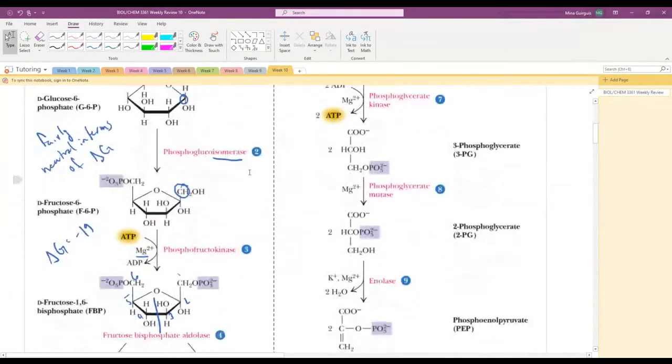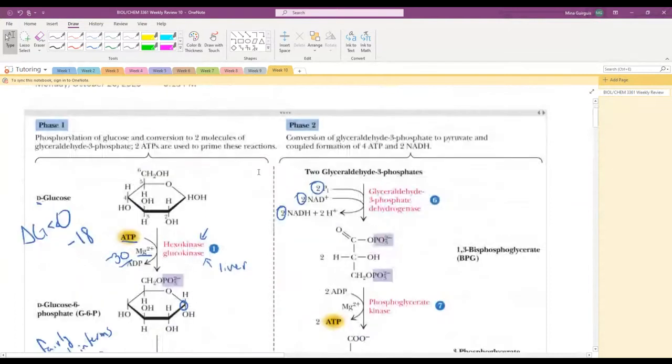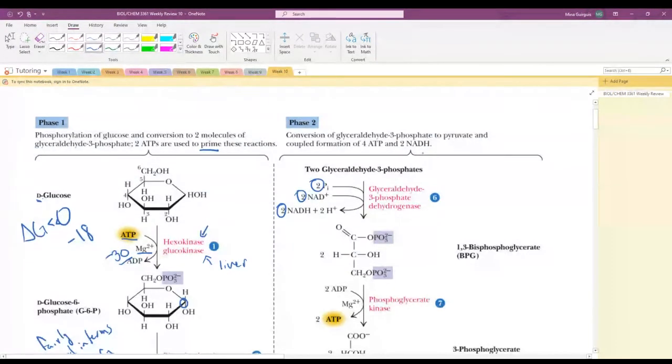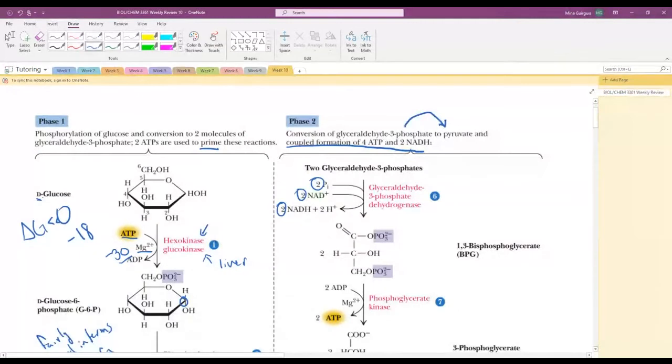Okay? So the thing that I also want to point out is we have phase 1 and phase 2, but what do these mean? Phase 1 is all about priming. It's getting us ready. Phase 2 is giving us energy in the form of ATP and NADH and converting what we have to pyruvate so we can get a ton more energy later on.